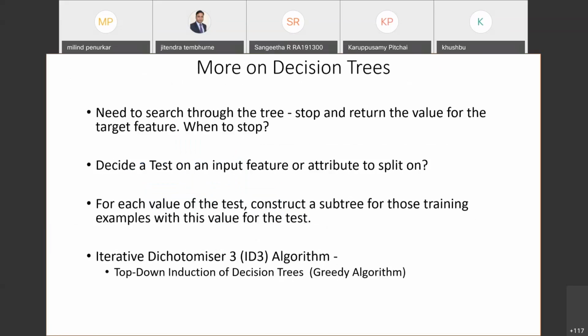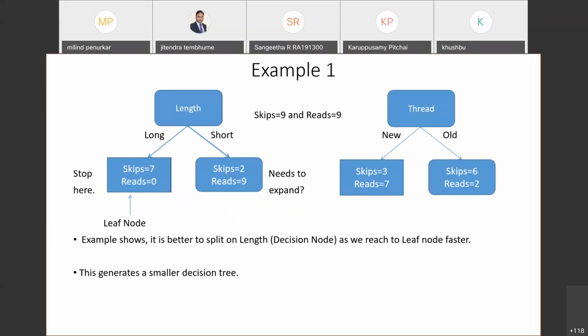Sorry, this is the set I was talking about. So we have this value skips equal to 7 and reads equal to 0. You can consider that the total skips and reads are 18, right? So the only values available in my left hand side set would now be 7. On the right hand side it would be 11.